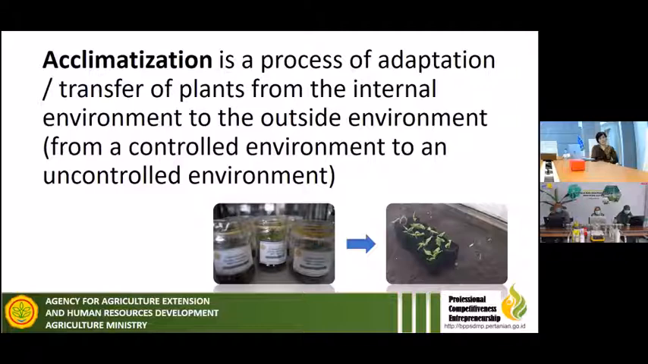Acclimatization is actually the physiological adaptation of the plants to changes in the climate or environment, because in the tissue culture vessel or in the incubation rooms, there are different light and temperature conditions than in the field. So in this case, the banana plantlets are being acclimatized from the culture vessel to the greenhouse and outdoor environment.